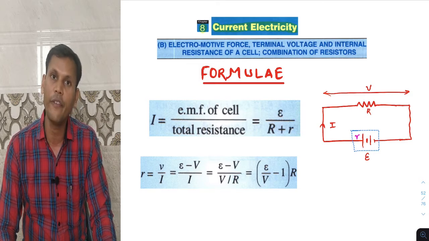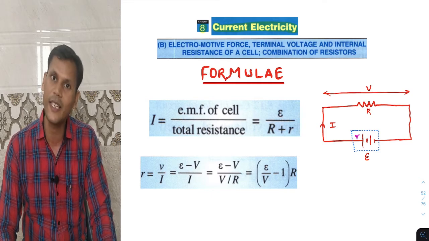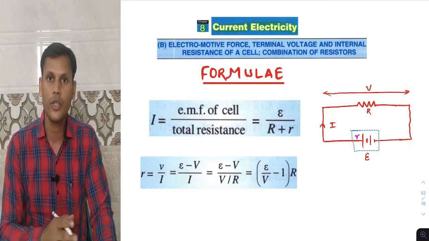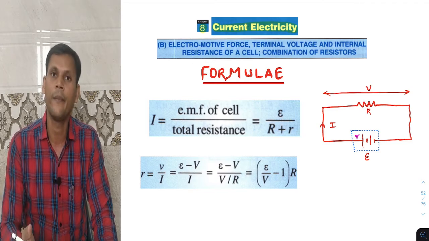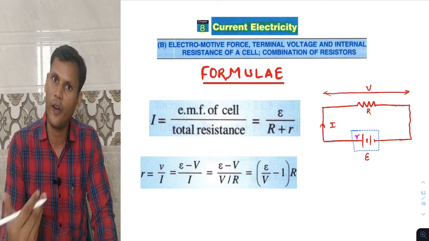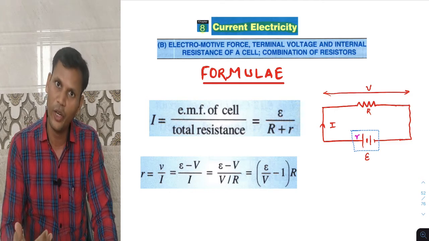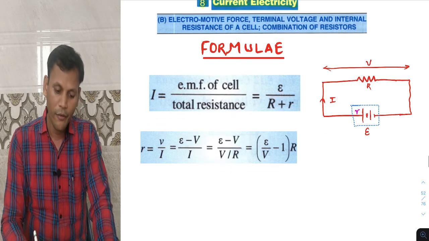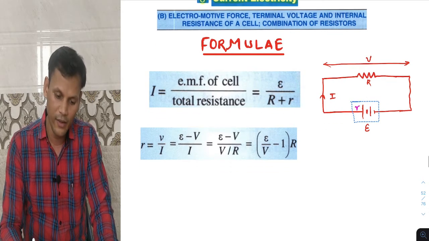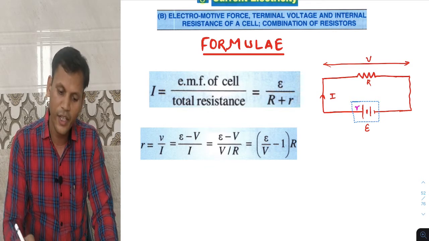Today we will do the numericals of current electricity part B, which is based on the EMF, that is electromotive force, internal resistance, combination of resistors, that is series and parallel combination, and connecting with V equals IR. These formulas we will use. So let us see first of all the formula. In this case we have already studied in the previous lecture, so it is the continuation of that one with the formula.